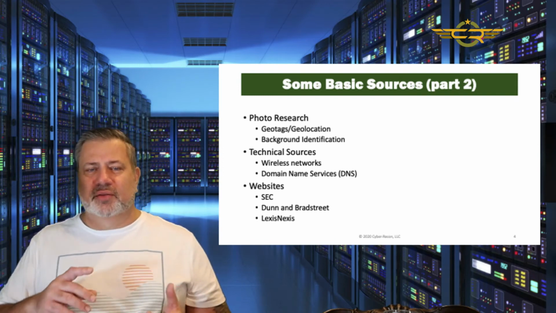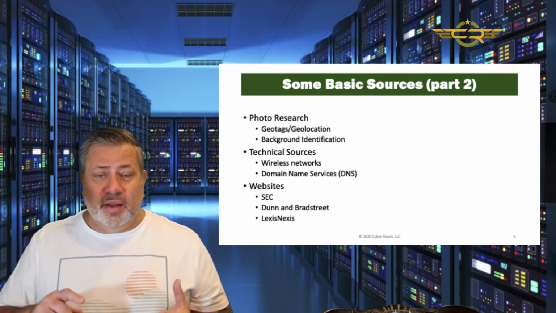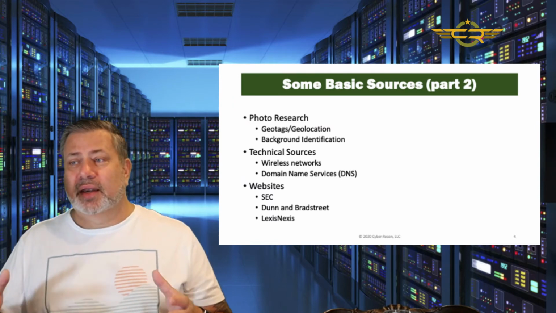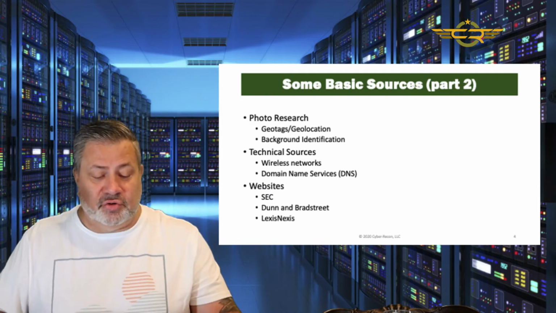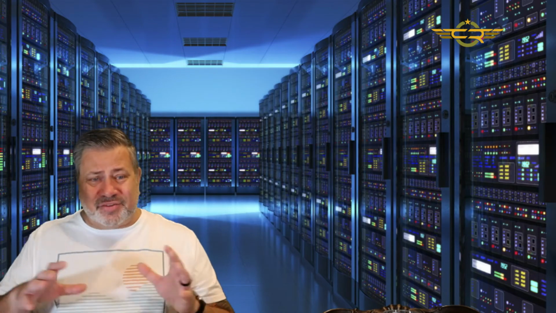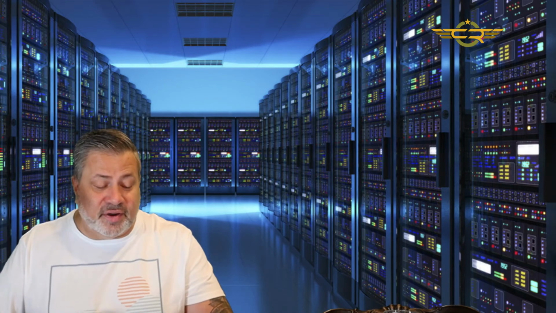And then websites. There are websites like the Securities and Exchange Commission, Dun and Bradstreet, LexisNexis. These will, again, give you more and more information about the target organization you're going for. That's all manual. We can do all this stuff manually. We can just get a notebook, or we can get a Word document up, and we can start looking at the Acme Corporation and start looking through the information that's available.